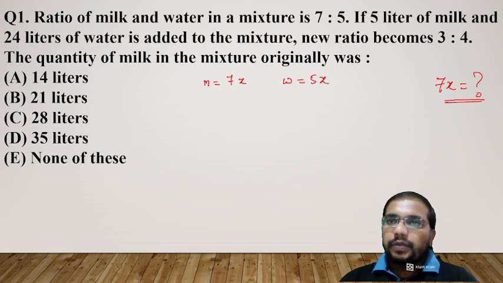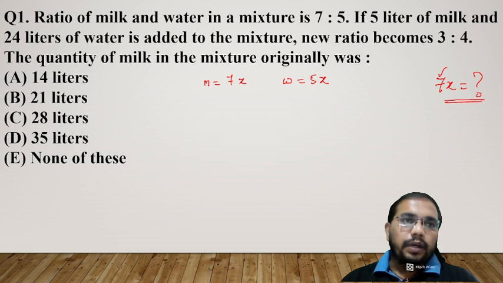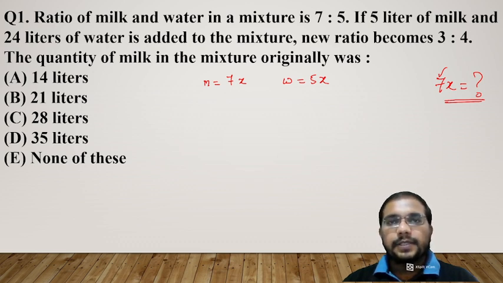So some people will say 7 into x is some multiple of 7. So 14 is also a multiple of 7, 21, 28, 35. We have all 4 options which are multiples of 7. So you can't take the chance. So what you have to do now?